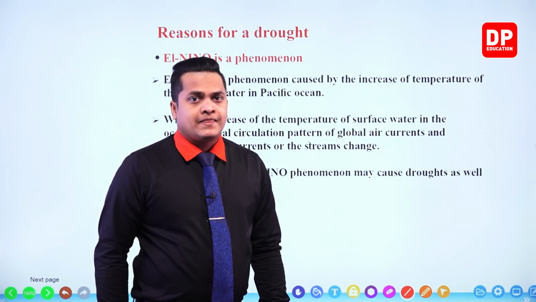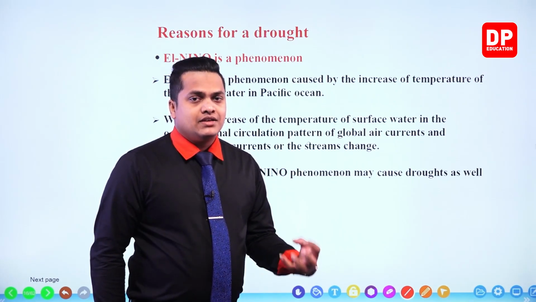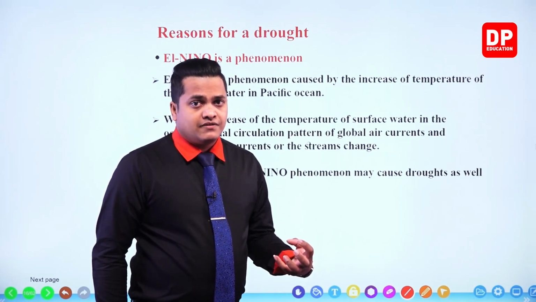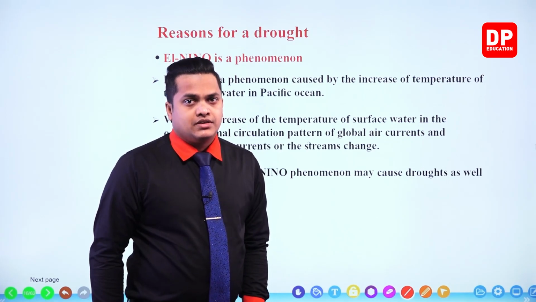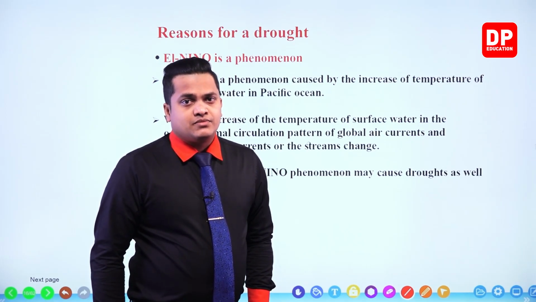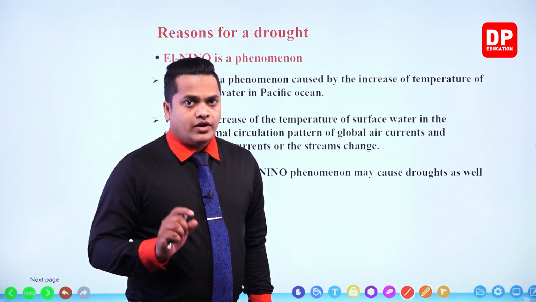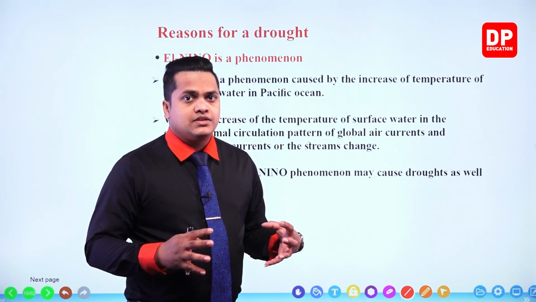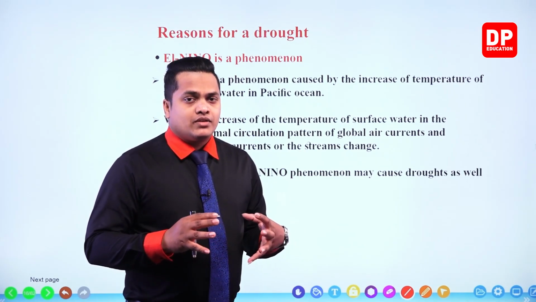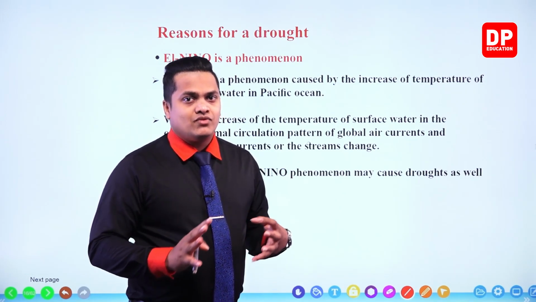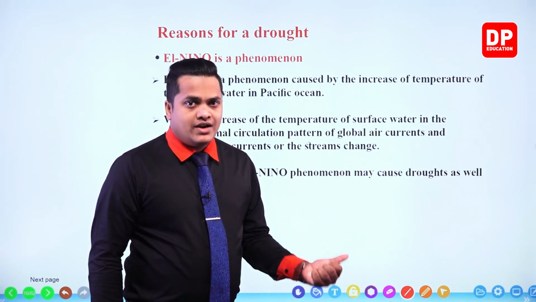So it is a special kind of phenomenon, a special kind of incident. Here, the temperature of the surface water in the Pacific Ocean is going to increase, right? So during this increase, what will happen? The air currents will not show a regular circulation. Because of not having this regular circulation, the wind patterns are going to change and it will cause a drought or else rain. So this will lead to floods and as well as what?